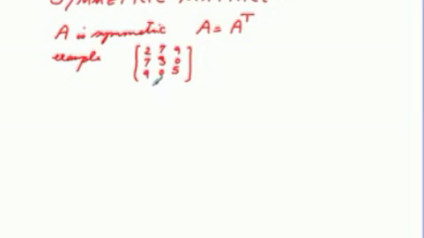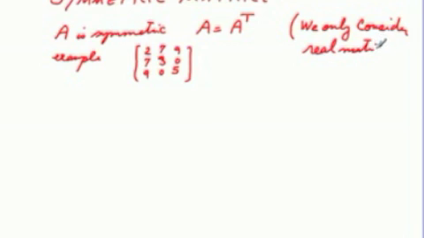Implicit in the discussion is that we are only talking about this in the context of real matrices, even though it's not directly mentioned and sometimes not relevant. We only consider real matrices. The entries are real numbers as opposed to complex numbers, and we actually need to talk about complex numbers today.